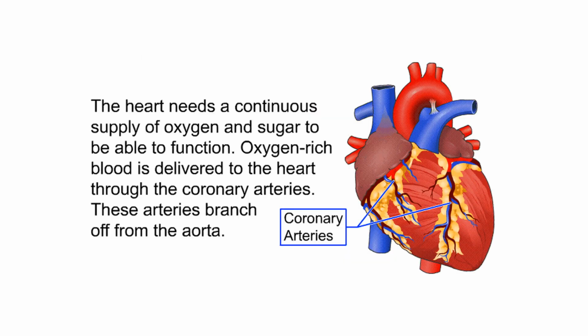The heart needs a continuous supply of oxygen and sugar to be able to function. Oxygen-rich blood is delivered to the heart through the coronary arteries. These arteries branch off from the aorta.